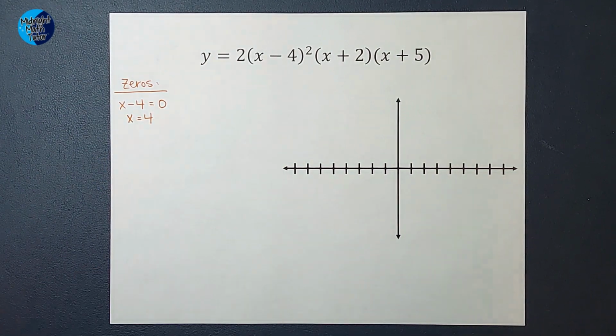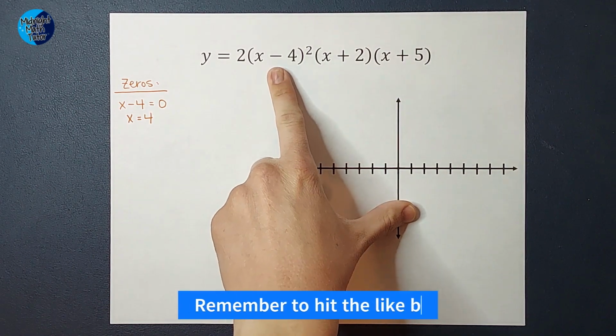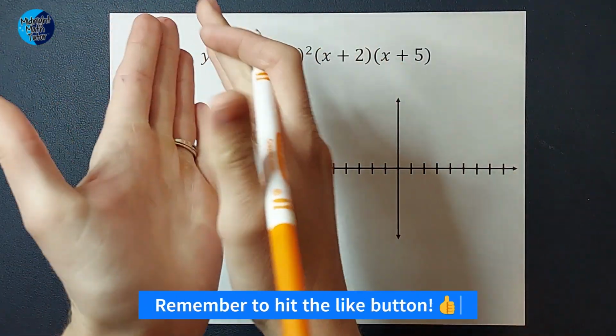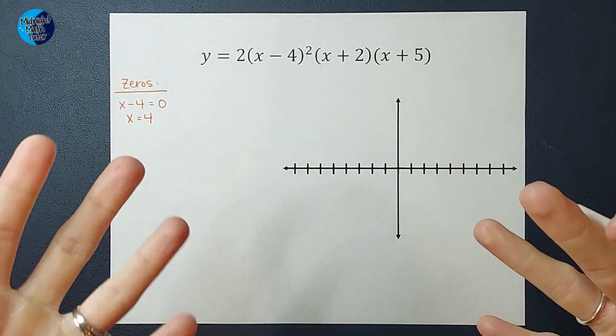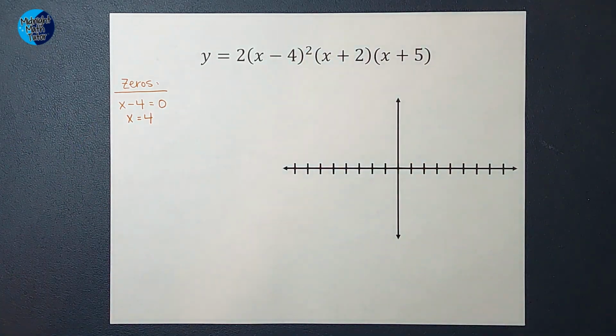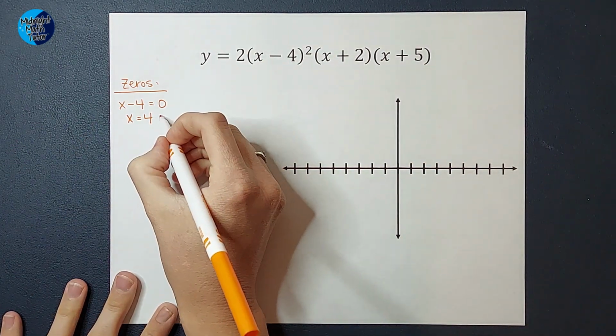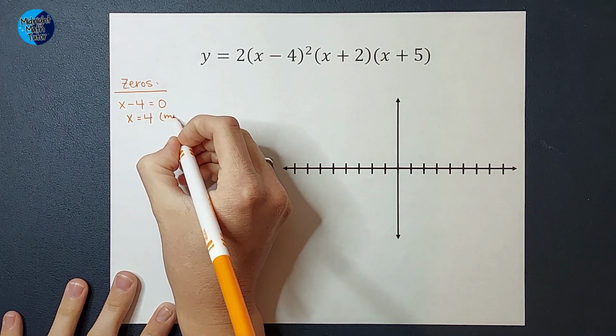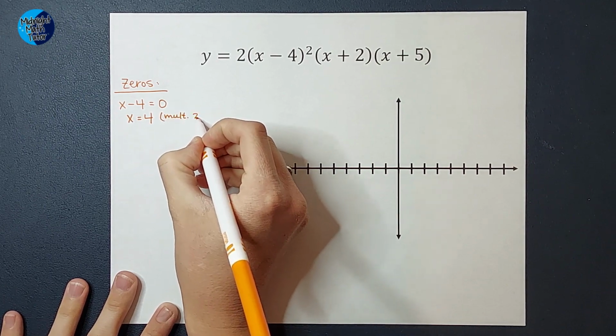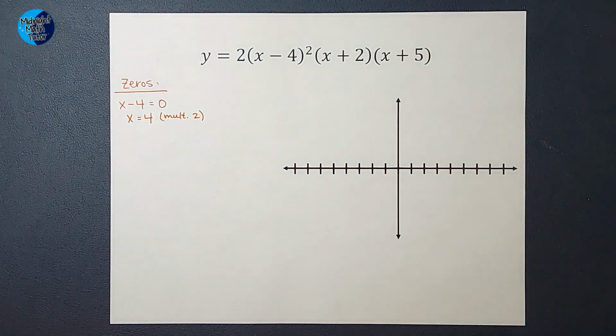Okay. Then I'm going to make a little note here that if I were to write this out the long way, there would be 2 x minus 4s, right? Because I have that x minus 4 squared. So I'm just going to make a note here. This is what we call a multiplicity of 2. Okay, making a note, that'll come into play in a minute.